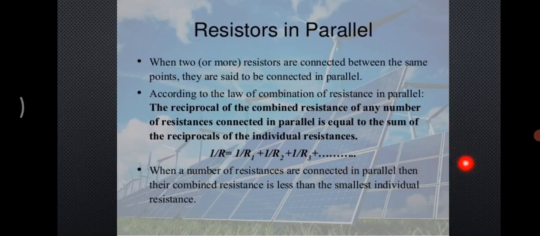Means how many resistances are there? That many we can add up over there. But total resistance is given by this formula, so we'll derive that one. When a number of resistances are connected in parallel, their combined resistance is less than the smallest individual resistance.